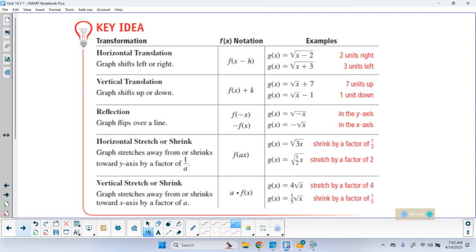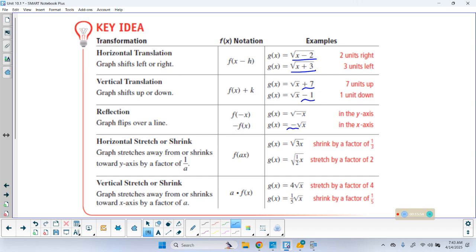Now what we have is transformations as well. You can either be moving to the right or the left. Whenever you have a number underneath of your root, that's when we go to the right or the left. It's always the opposite sign. We go up or down when we are adding or subtracting behind the square root. You will have a reflection when there is a negative. That's the only time you will have a reflection.